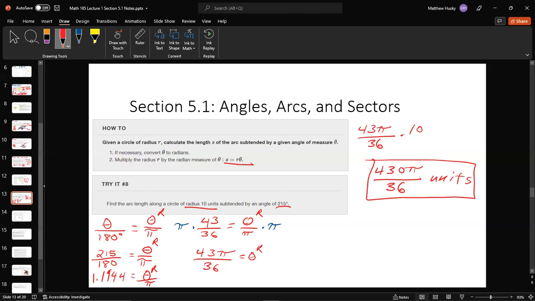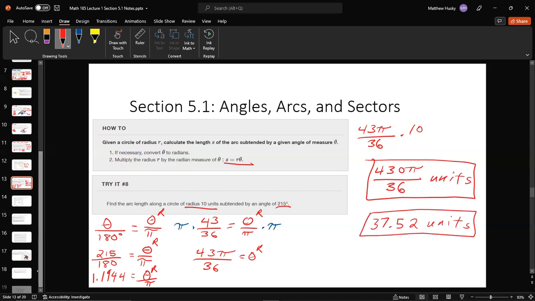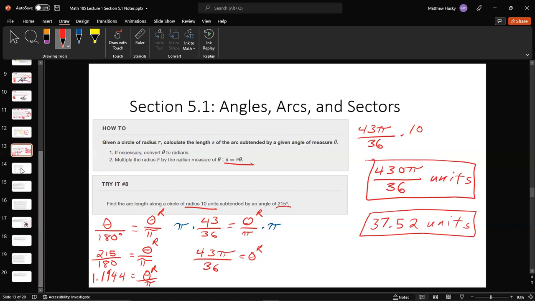If you do 430 times pi and then divide that by 36 as a decimal, that is approximately 37.52 units. All right. Let's see what we have next.